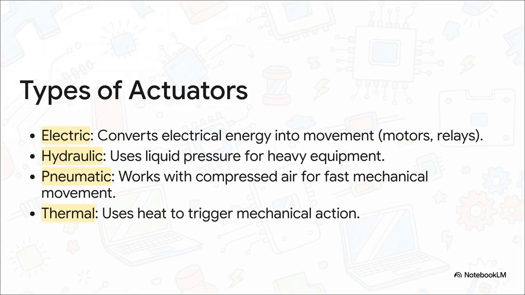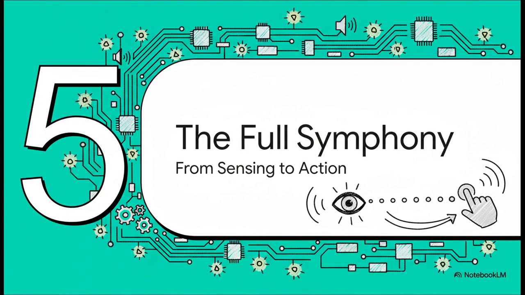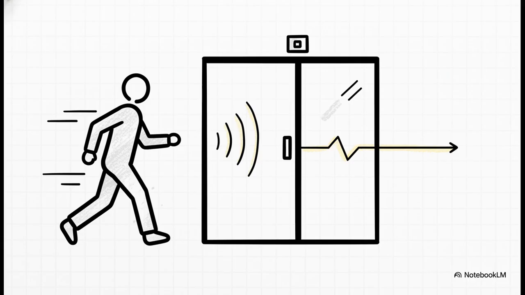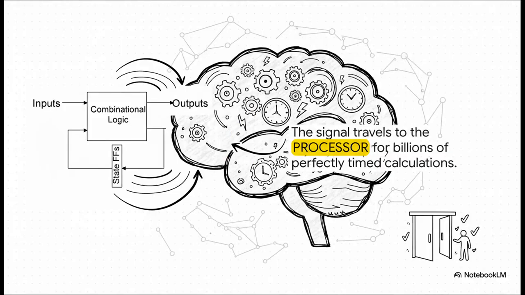Pretty cool. All right, we've seen all the pieces. Let's put it all together now. Let's follow that entire journey one more time. This whole unseen symphony from start to finish. So it all starts with something simple. You're walking towards an automatic door. A motion sensor, the eyes of our orchestra, sees you coming. It takes that movement and turns it into a tiny electrical signal. Instantly, that signal zips over to the processor, the digital brain of the door.